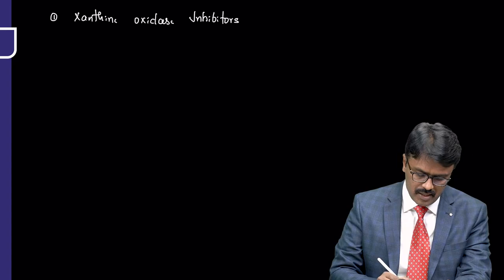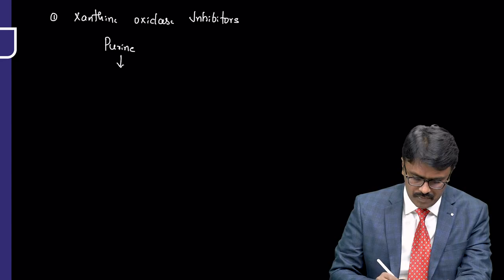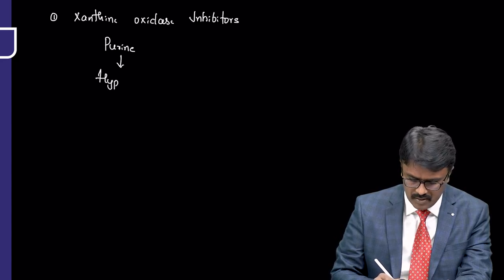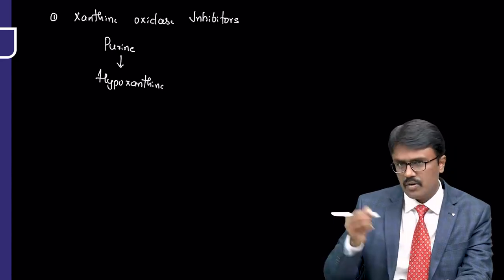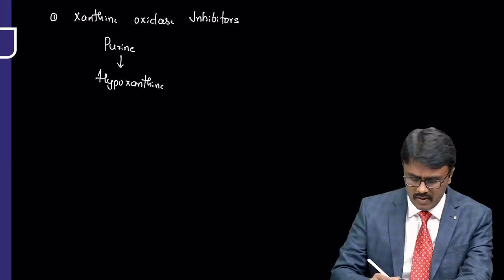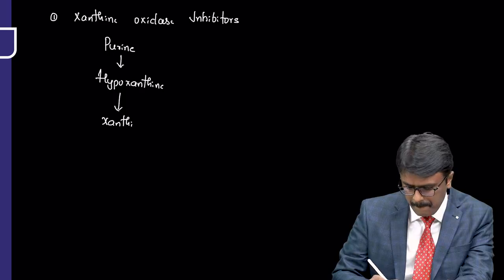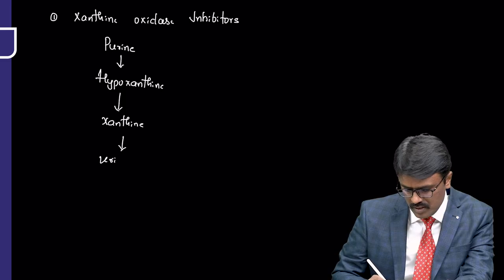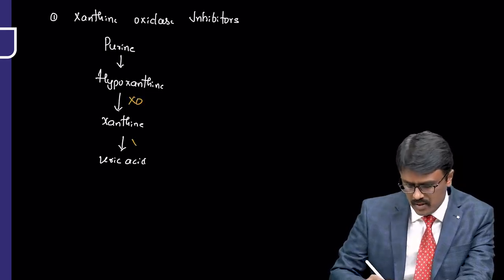I'll write the mechanism again. So purine will give rise to hypoxanthine. Okay. So when I wrote pathophysiology, I didn't write hypoxanthine, so that I will explain in detail here. So you get xanthine, and xanthine will give rise to uric acid. So the enzyme which will do this job of converting is xanthine oxidase.